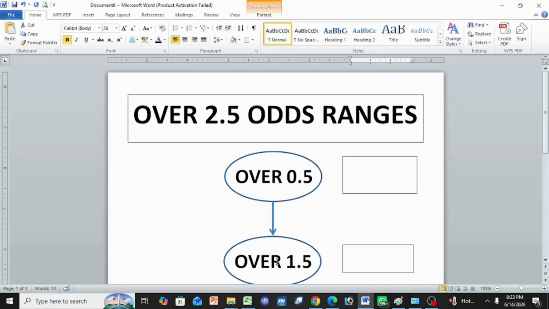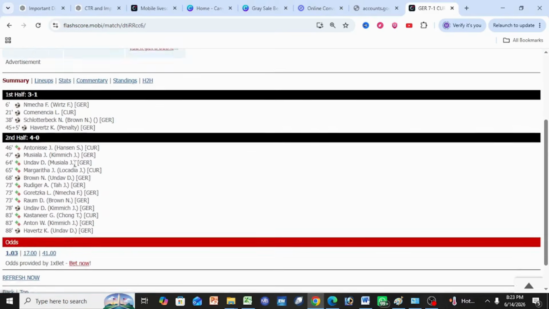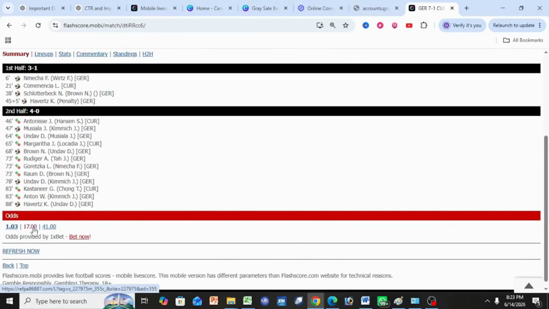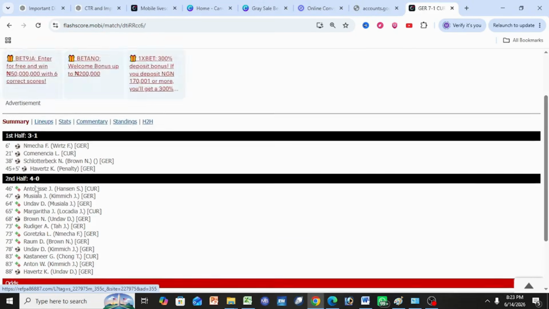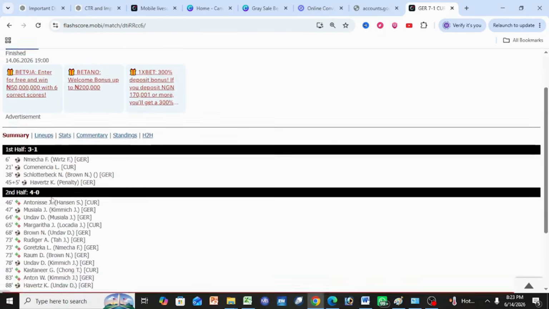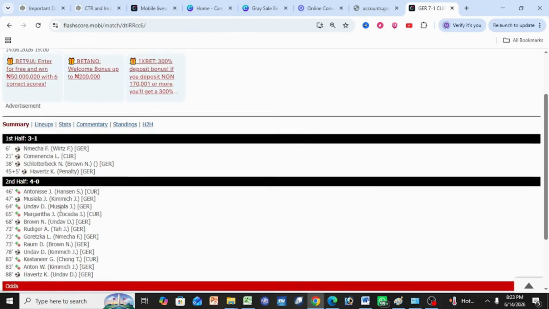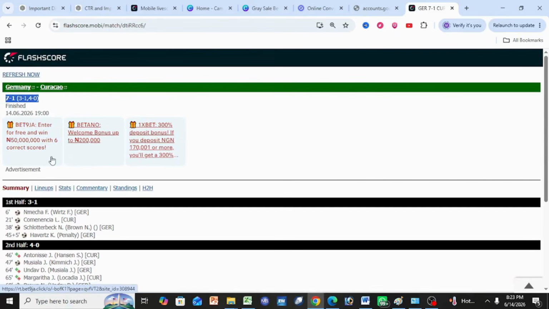So one minute, one second, let me show you a proof. Now let's look at this game. We have Germany versus Croatia. Now let's look at their odds. We have 1.03 for the home, draw 17, and away 41. Now we have the scoreline at 7-1. What does this tell us? This told us that this game, those people are actually going to destroy these guys, and that is exactly what happened. So that's the reason why you must believe in odds.